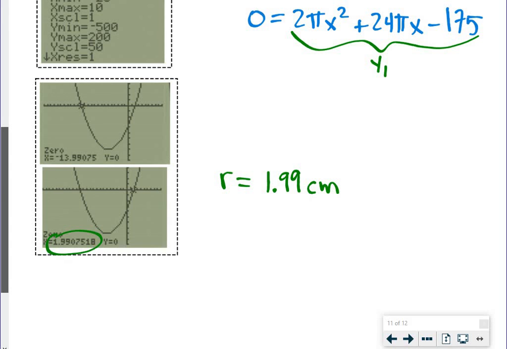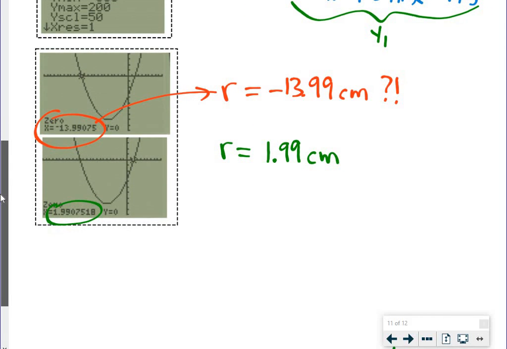Because a negative radius doesn't make sense for a cylinder. It might be some kind of hypercylinder. Okay, we can check that.